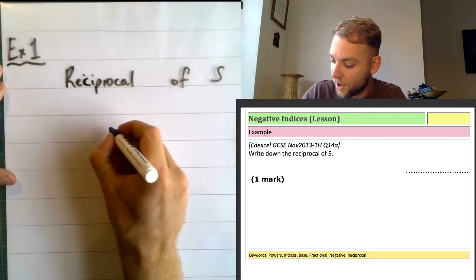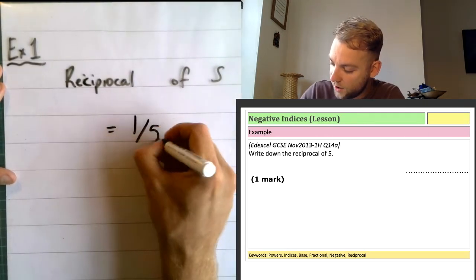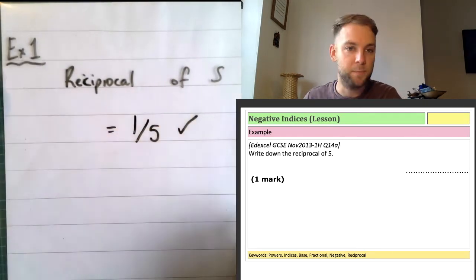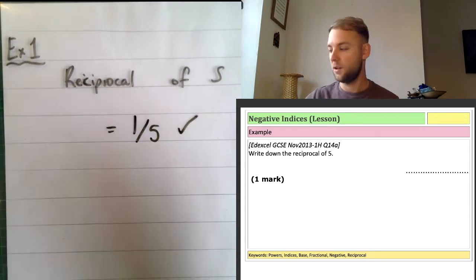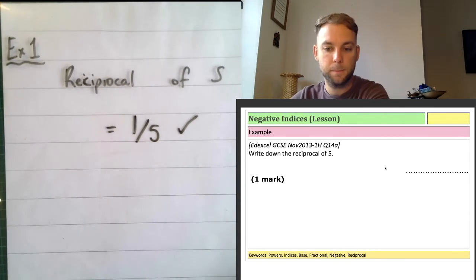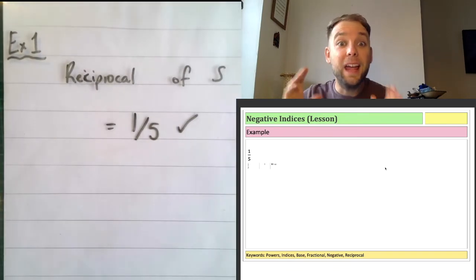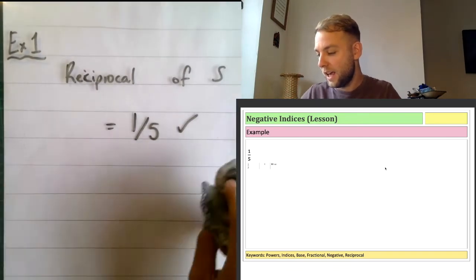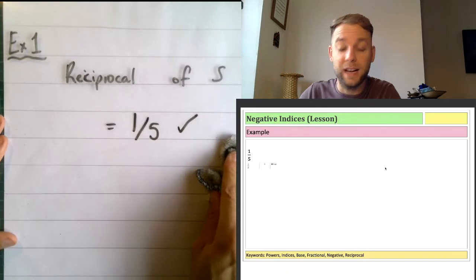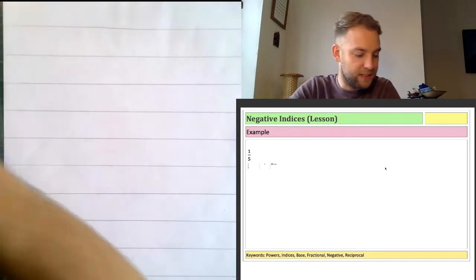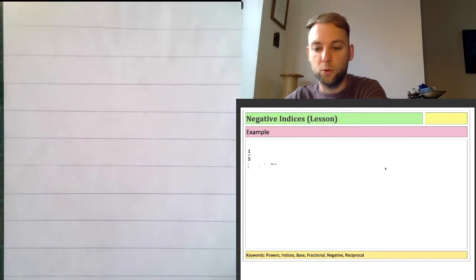Now remember, the reciprocal means 1 over. So the reciprocal of 5 is 1 over 5. And that's it, that's your answer. Okay, done. So let's check that answer. 1 over 5, brilliant, nice and easy, if you know how to do it, okay? If you know what the definition is, this becomes really easy. Okay, good. So that was example 1. Let's have a look now at example 2.